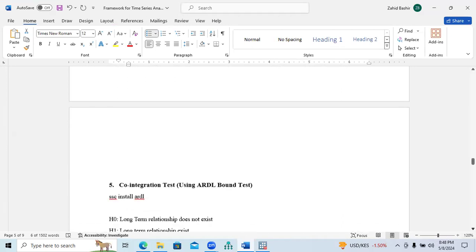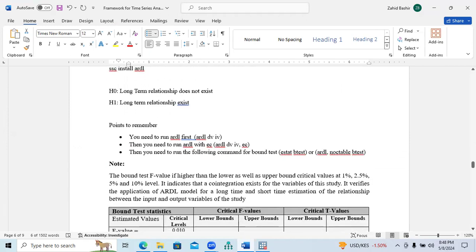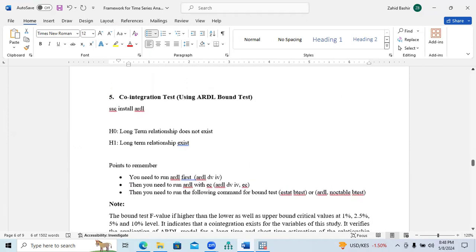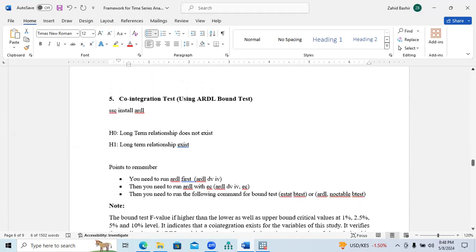The next thing that you can apply is the co-integration test. The co-integration test is basically used in order to confirm whether there is a long run relationship in our model or not. So it will let us know whether there is a long run relationship in our ARDL model, or in our time series model, or not.